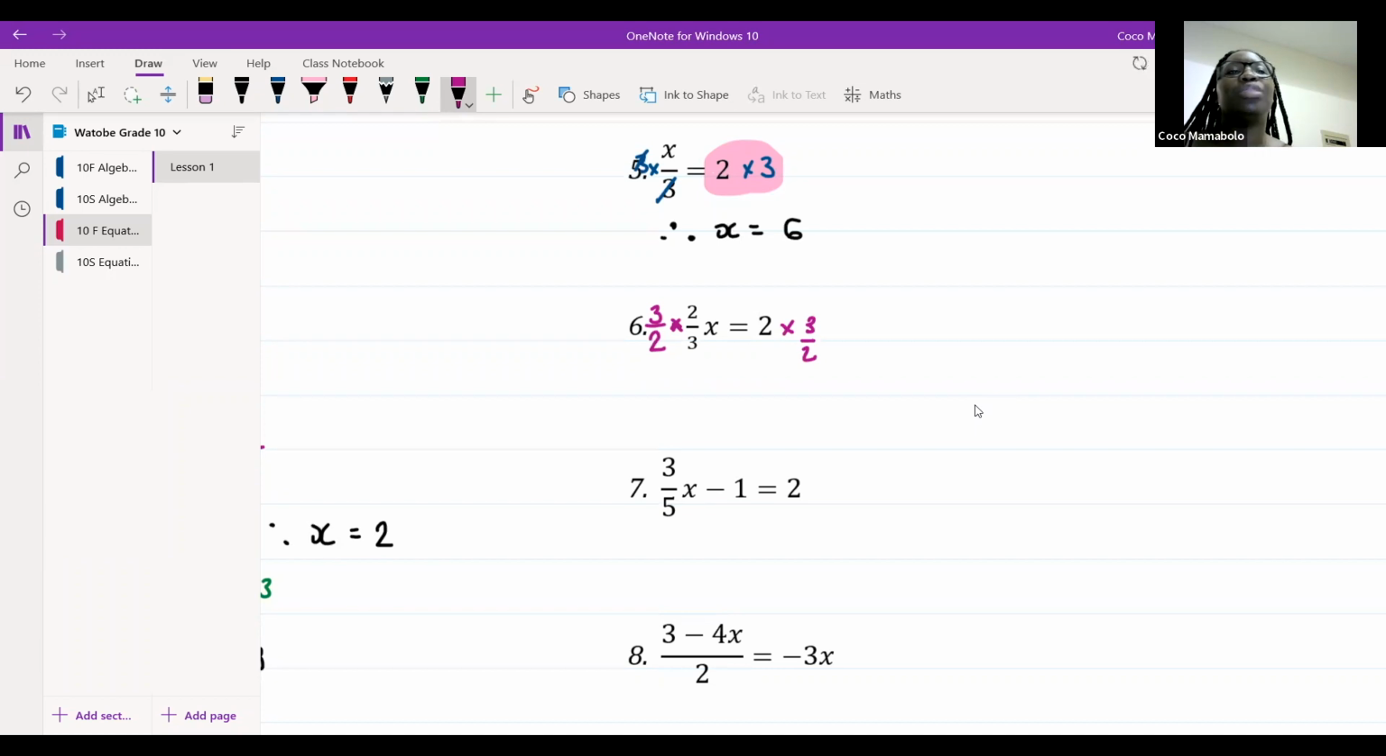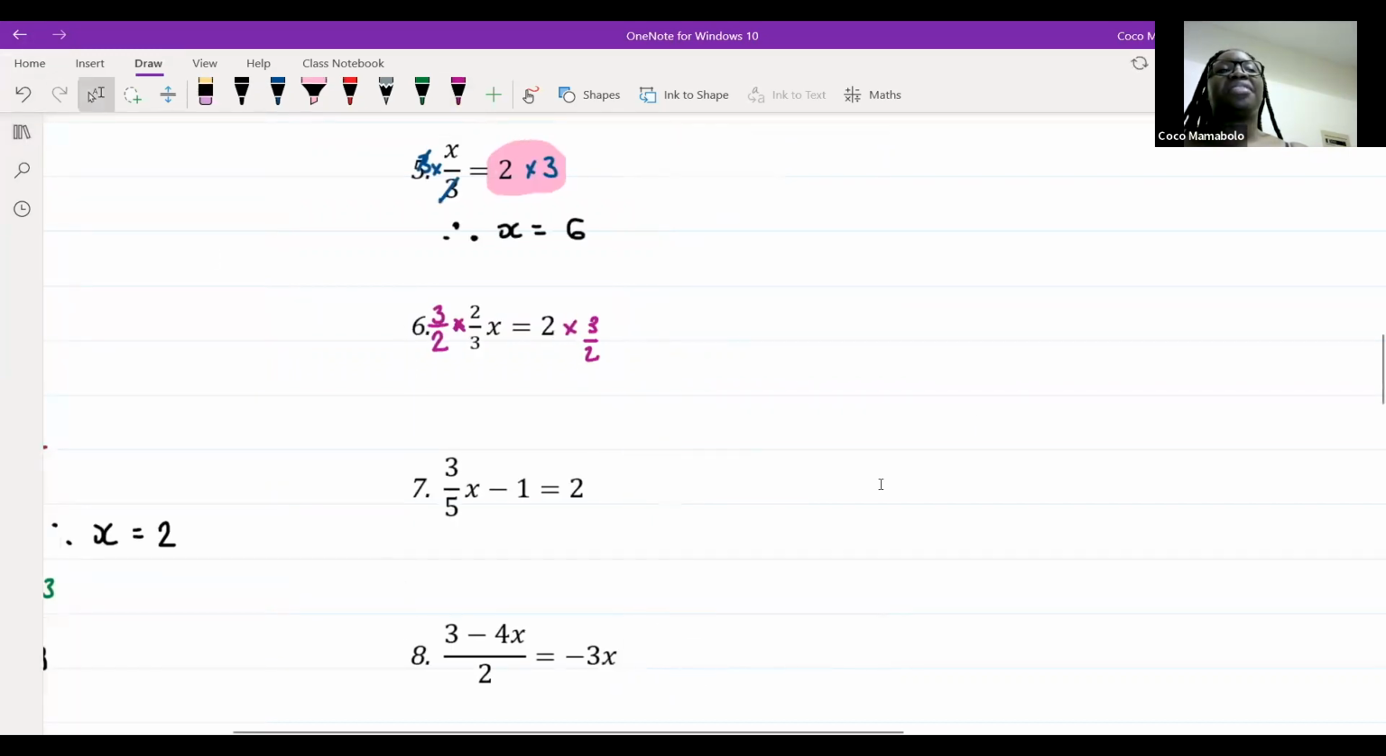You see that? We do it all in one go and we don't have to do it one step after the other. You see how much easier that is? Then the 3 will divide with 3, 2 will divide with 2, and we'll have x left. Therefore, x is equal to 2 times 3 divided by 2. Cross cancel.